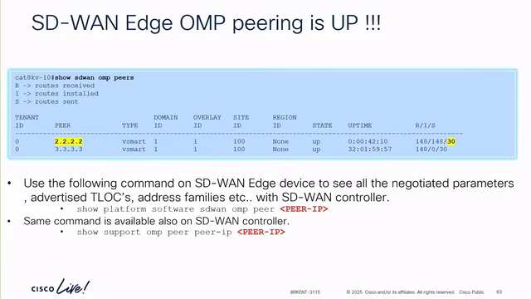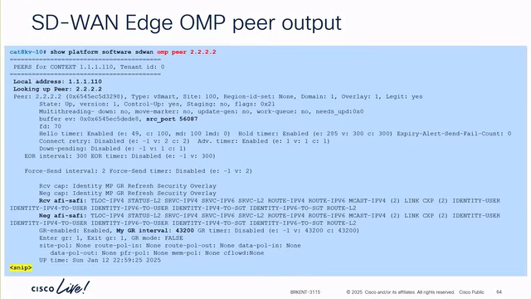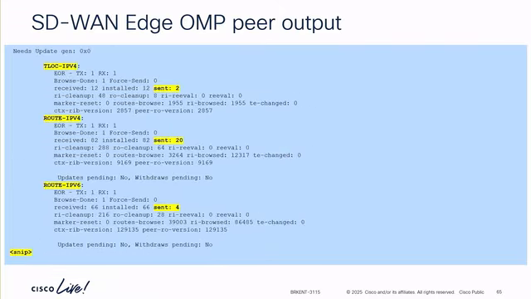Once the peer comes up, all those routes will be exchanged. In order to see what routes we received from the vSmart controller, we can run the command show platform software SD-WAN OMP peer. Here we can see the source port that the WAN edge device is using in the TCP connection, the capabilities being exchanged, the graceful timer we exchange between the peers, the T-logs which we send, how many routes we receive, and how many IPv6 routes we receive.